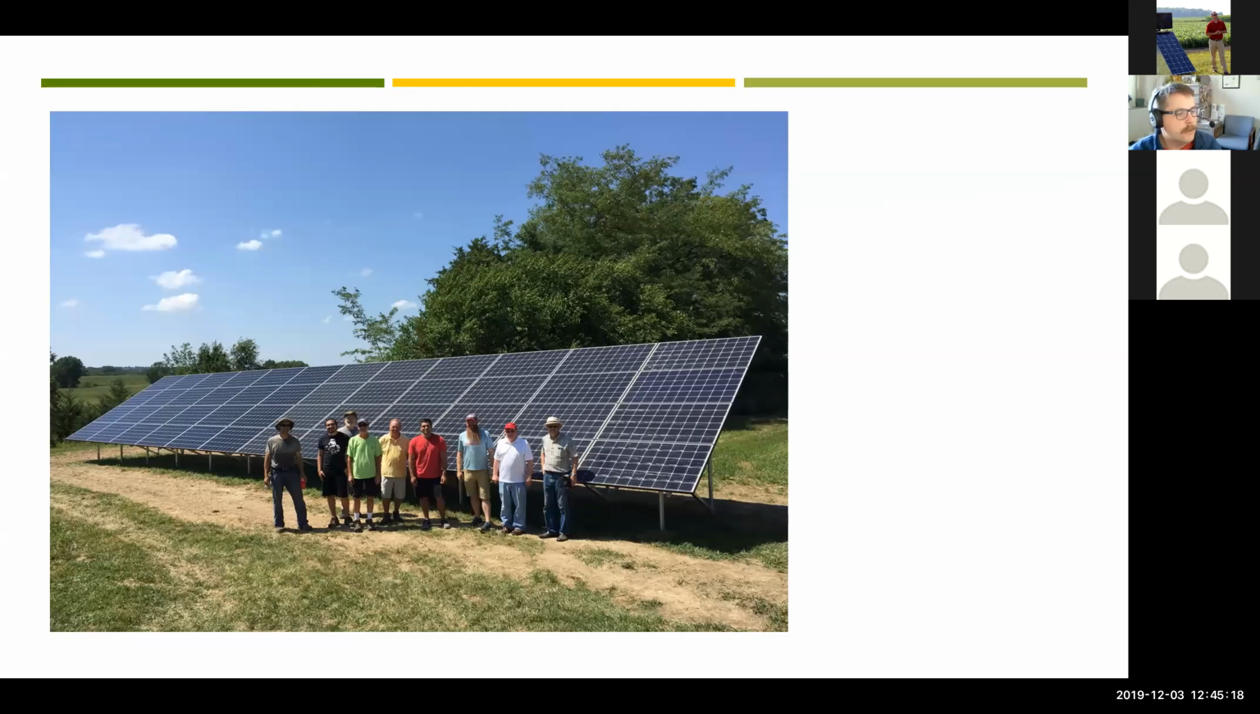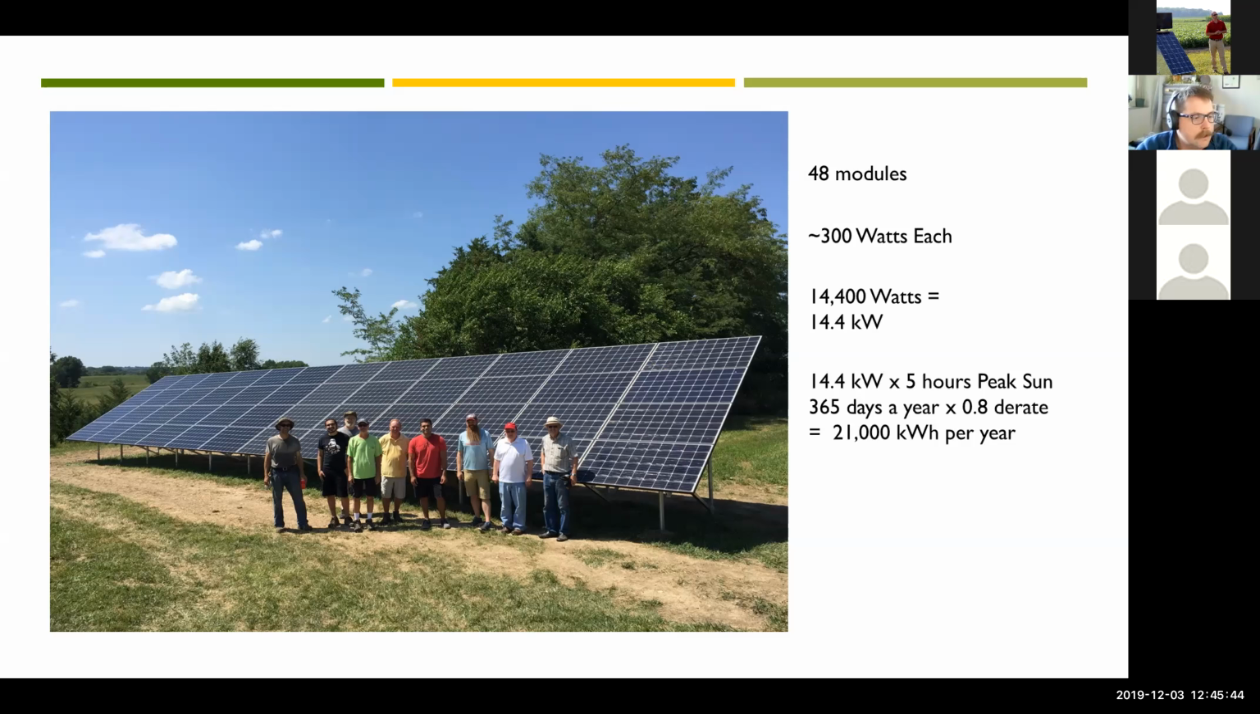Here's a system that we installed a year ago in July, and this has 48 solar modules or solar panels. If we multiply times 300 watts each, that's approximately the power output of many of these solar panels. And today you can get them higher or lower, but if we don't know, I like to estimate 300. So that's 14,400 watts or 14.4 kW system. Here's my simple calculation: 5 hours, 365, derate by 20%. I get 21,000 kilowatt hours a year.